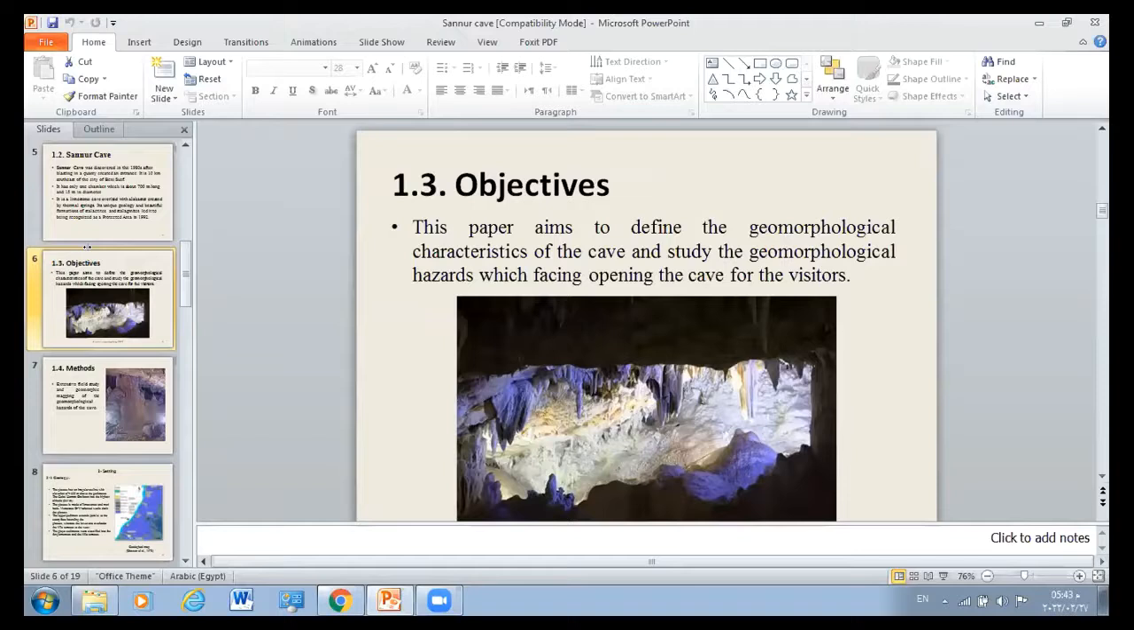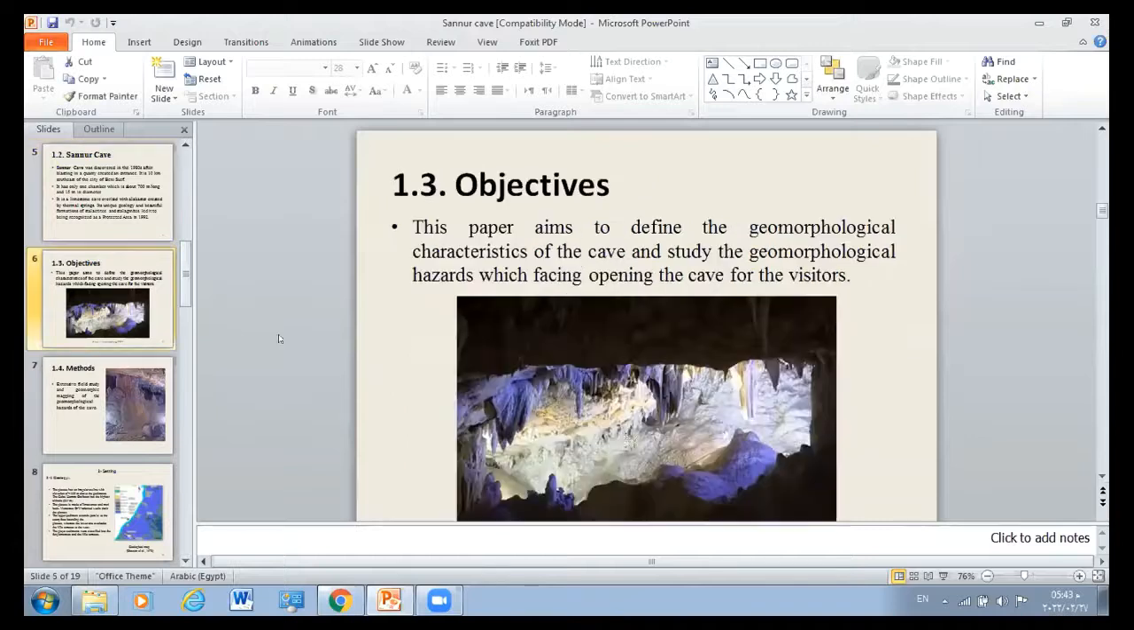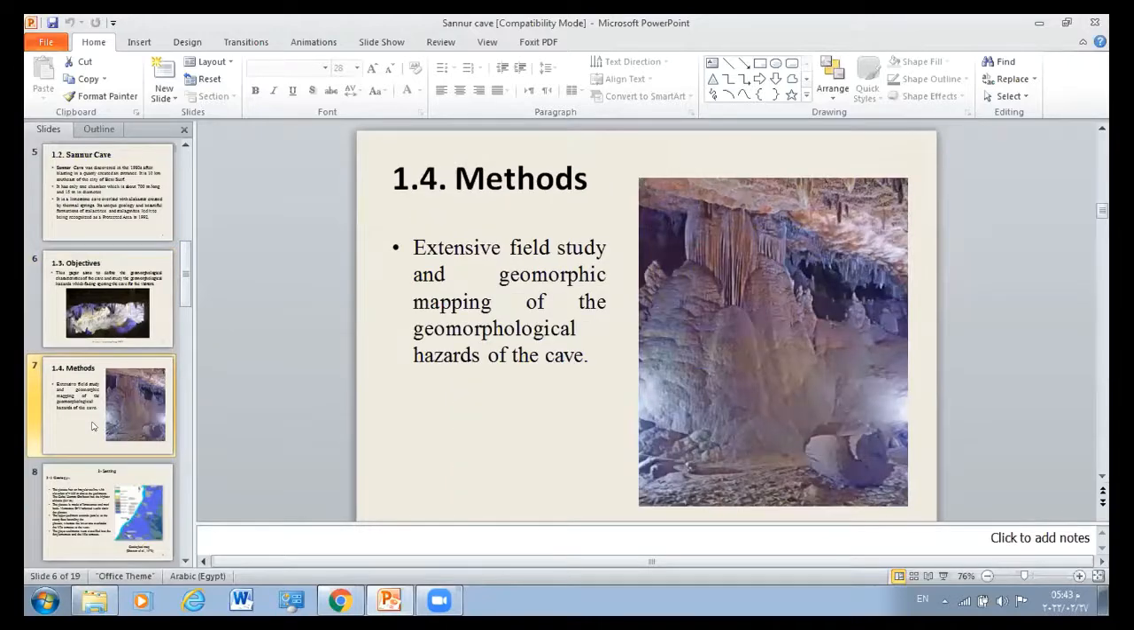Objectives. This paper aims to define the geomorphological characteristics of the cave and study the geomorphological hazards facing the opening of the cave to visitors. In this photo of the cave, we can see the stalactites and the stalagmites. Methods: extensive field study and geomorphic mapping of the geomorphological hazards of the cave.